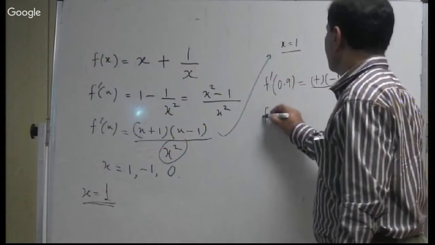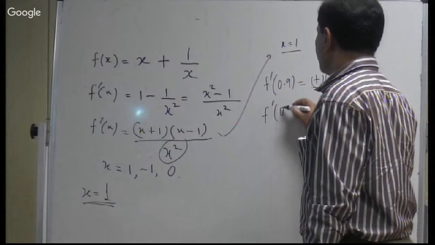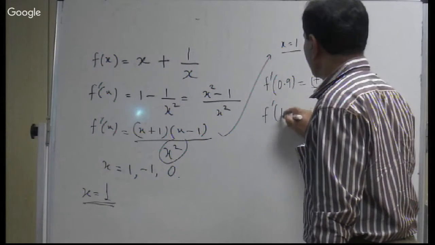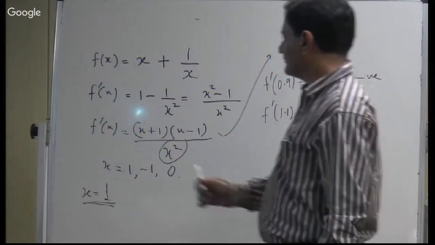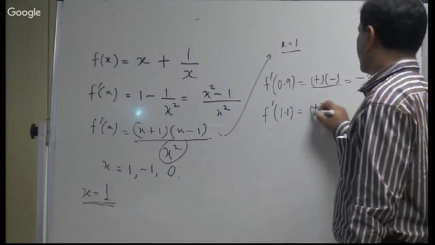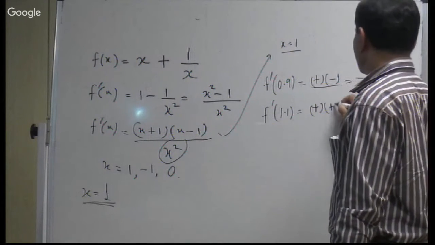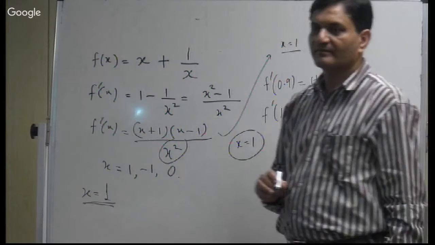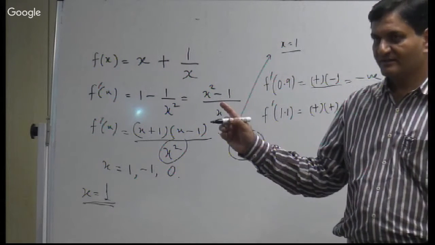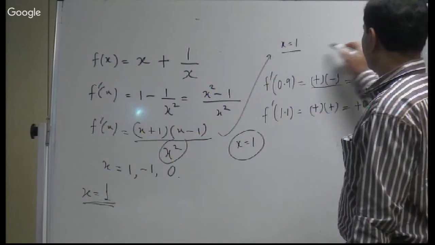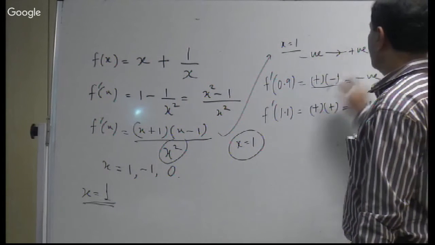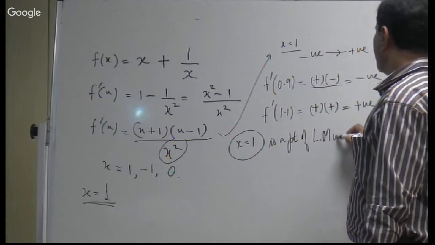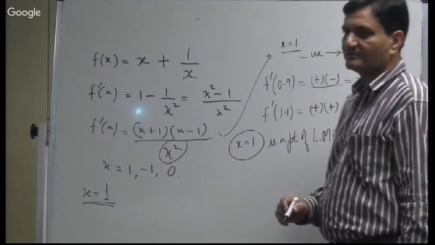Now you take a point slightly on the right. At a point, the sign of the derivative we have to find. It is 1.1, right? Now if you substitute 1.1 here, this is positive, and 1.1 minus 1 is positive. So at x equal to 1, what can you claim? See the change of sign. The sign is changing from negative to positive. Therefore, x equal to 1 is a point of local minima. Is that clear to you?